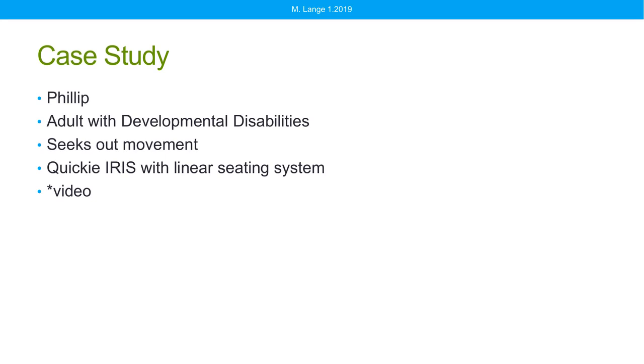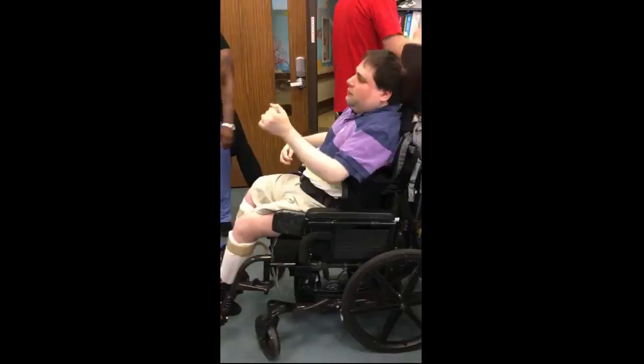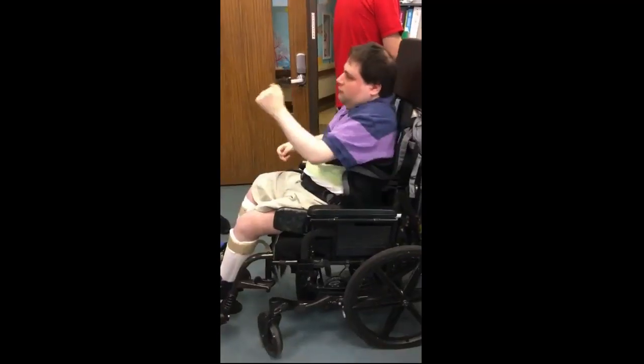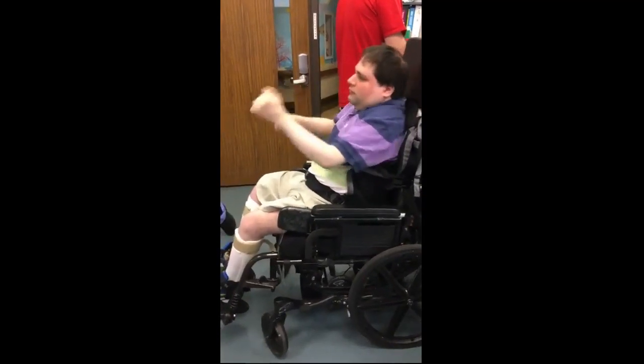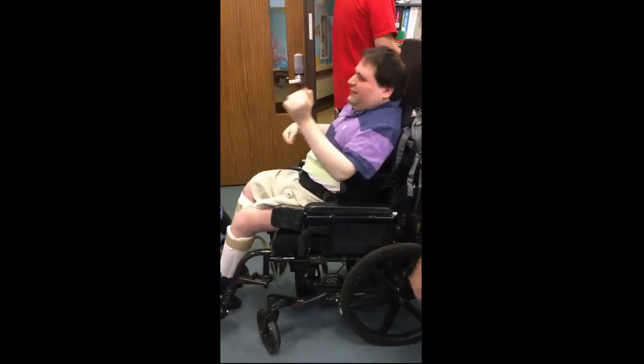So we're going to wrap up with a case study and also make sure that we're getting everyone's questions in here as well. So Philip is an adult with developmental disabilities who really seeks out movement, and he is using a tilt and space wheelchair with a linear seating system. But he's got chunks out of his tires.